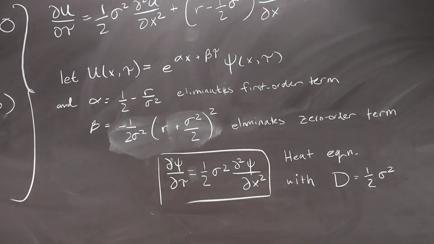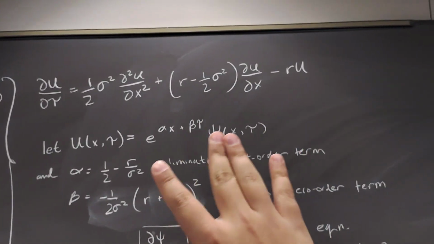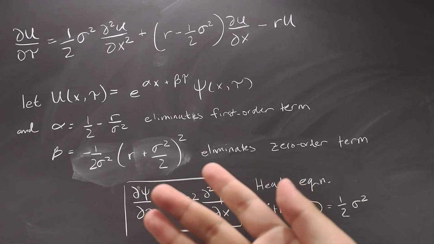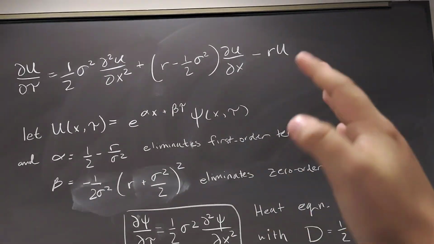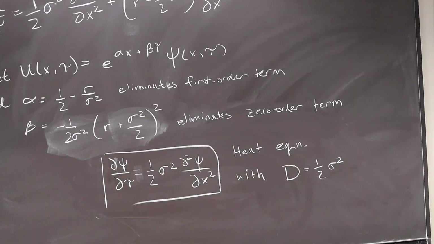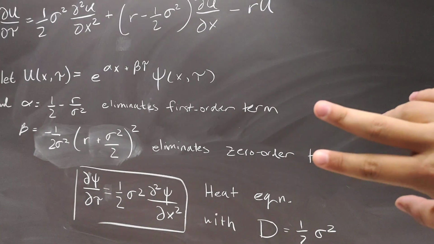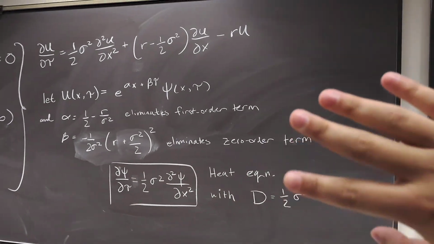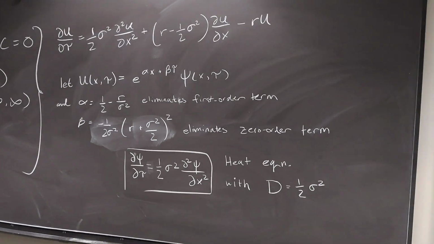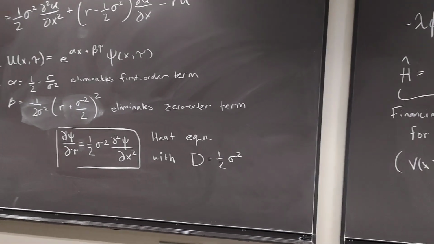And then you're going to need to choose alpha such that it'll eliminate this first order term. Then you're also going to need to get beta in terms of alpha and eliminate the zeroth order terms to then arrive at the heat equation with the diffusion of 1/2 times the variance. This is pretty standard stuff. This isn't necessarily the easiest thing to do, but once you do it, it's kind of satisfying because everything cancels out, and then you get the heat equation with the diffusion coefficient and such.